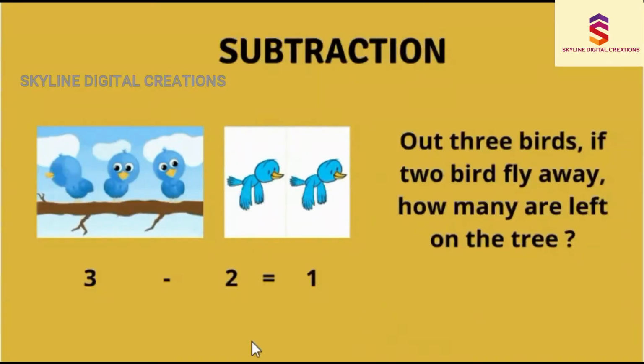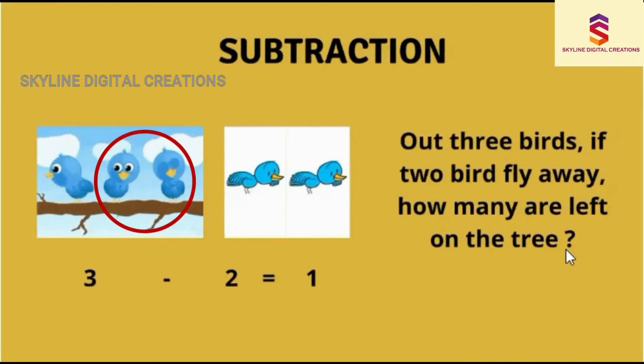Here is another example. So here are 3 birds on a branch. If out of 3 birds, 2 birds fly away, how many will be left on the tree? Which means 3 minus 2, there will be 1 bird left over on the tree.